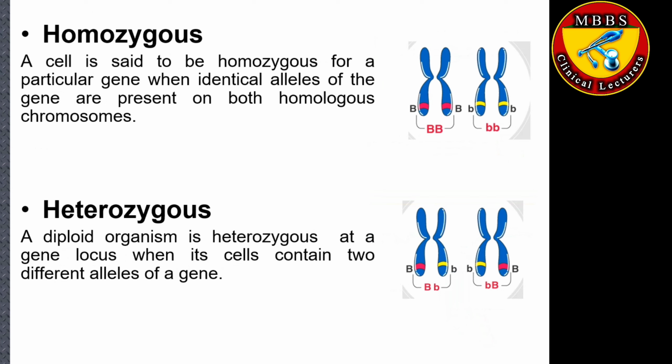Very important to understand homozygous and heterozygous. Homozygous means when both the alleles are the same. For example, this is capital B allele and capital B allele, so they are the same. Small b and small b, they are the same. So these are called homozygous. What do you mean by heterozygous? When both the alleles are different. You can see here, one has capital B and the other allele is a small b. Similarly, different. So these are called heterozygous.